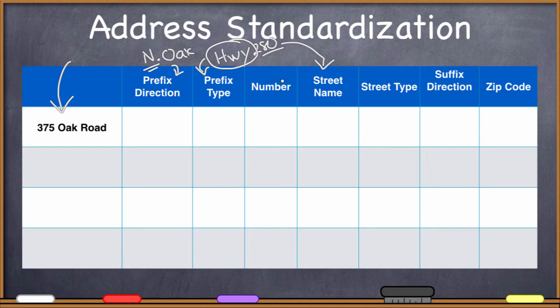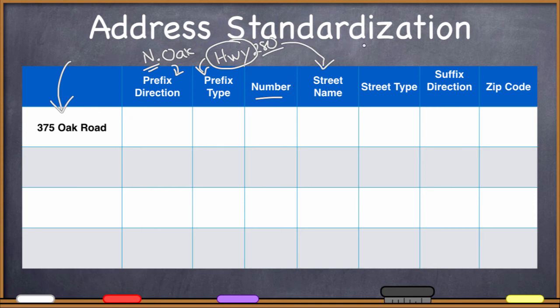If you've got an interstate, Interstate 85 or something like that, interstate would be your prefix type, and then 85 in that case would be the name there. The number is pretty self-explanatory. That's your house number or building number. That's where that goes. Okay, then the street name, whatever the name of the street is, like Oak in this case.